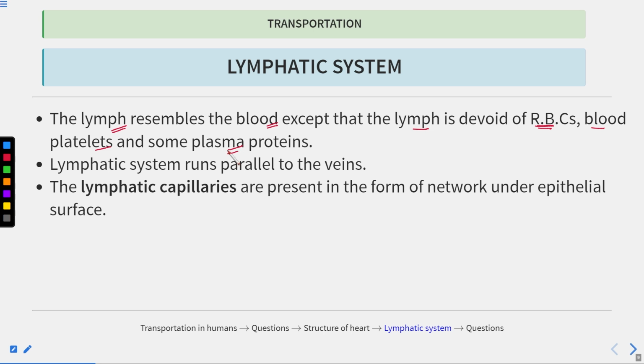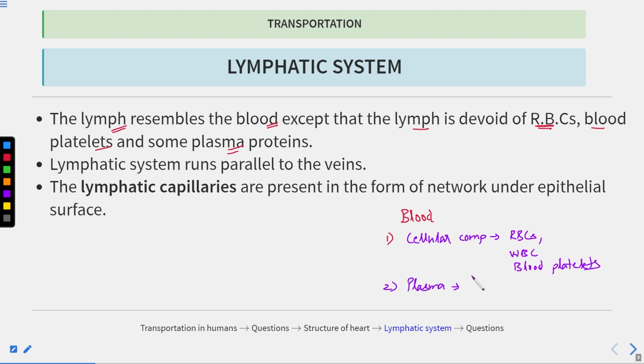So we know, when we were talking about the blood, what are the components of the blood? One is the cellular components. What are the cellular components? These cellular components are RBCs, also known as the erythrocytes. Then we have WBCs, and the third one is the blood platelets that are involved in blood clot formation. Then another one was the plasma.